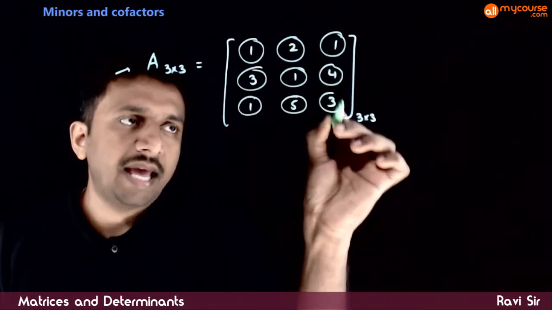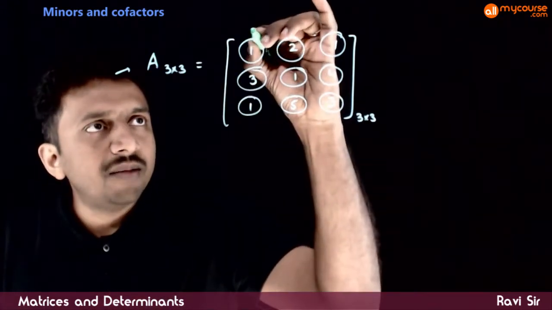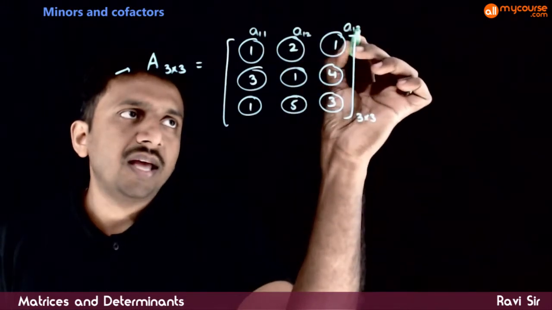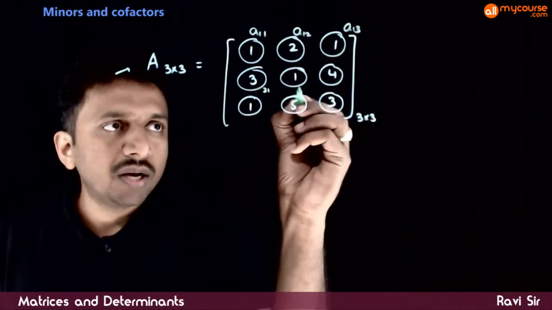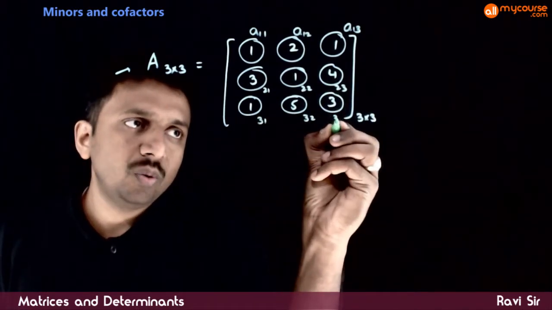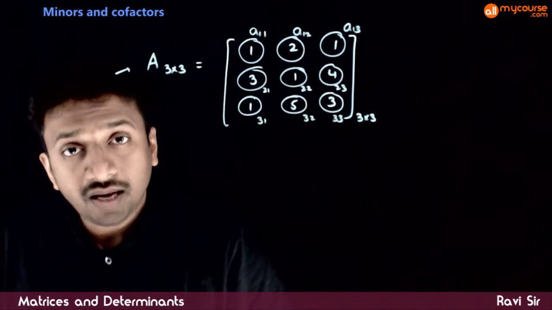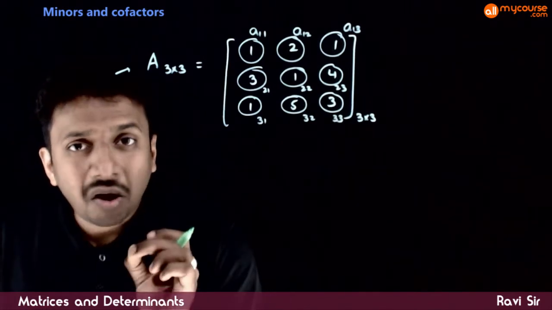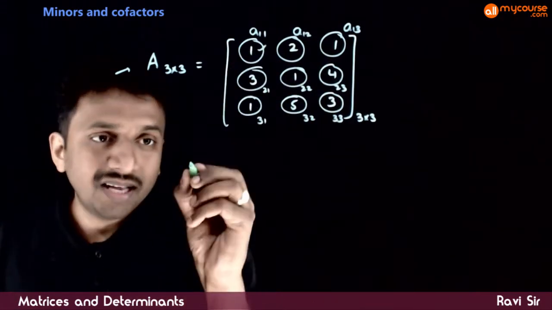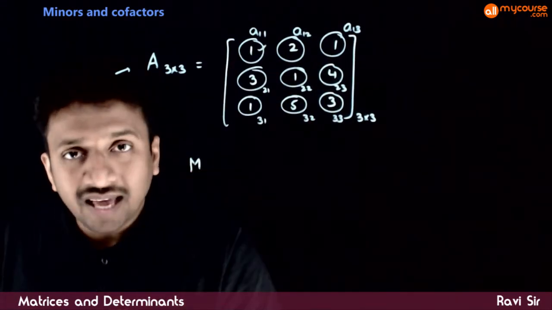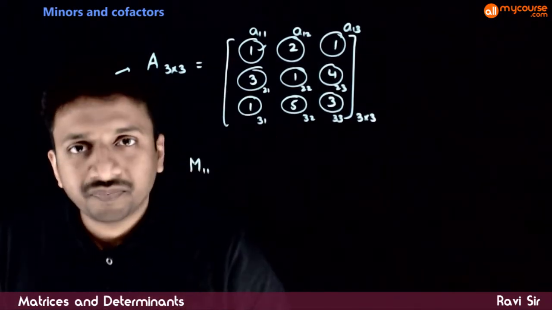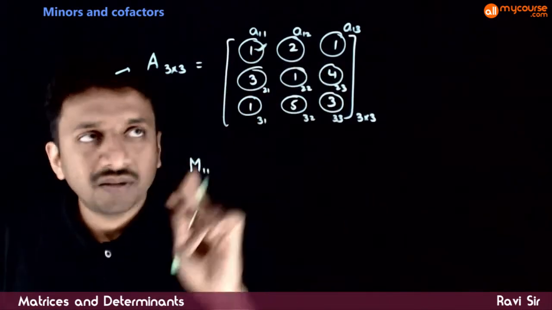7, 8 and 9. So this is the element A11. This is the element A12, A13, A21, A22, A23, A31, A32, A33. Now, the minor of an element in the matrix A. There is the minor of the element in the matrix A corresponding to the 1, 1 position. It is the minor of this one.